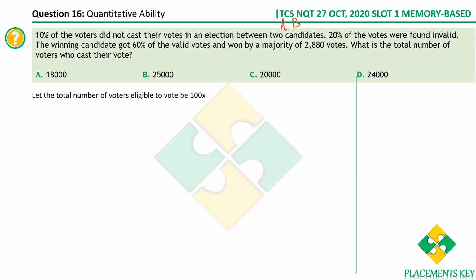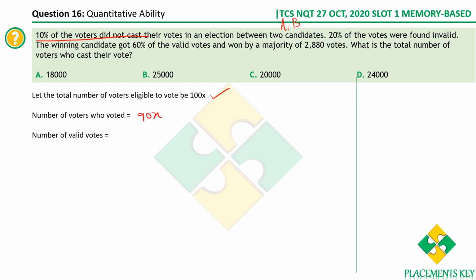Fine. So for simplification, let's assume the total number of voters who are eligible to vote be 100x. As in there are 100x citizens who are over and above 18 years of age. So they are eligible, there are 100x. Now the number of voters who voted: not all eligible voters turned up, only 90% turned up, because 10% did not cast their vote. So how many voters have effectively voted? Only 90%, which is 90x.